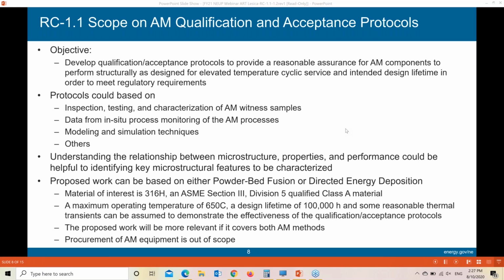Back to you, Drew. For RC 1.1, how much focus should be on the process parameters, as they are now pretty much optimized for 316?